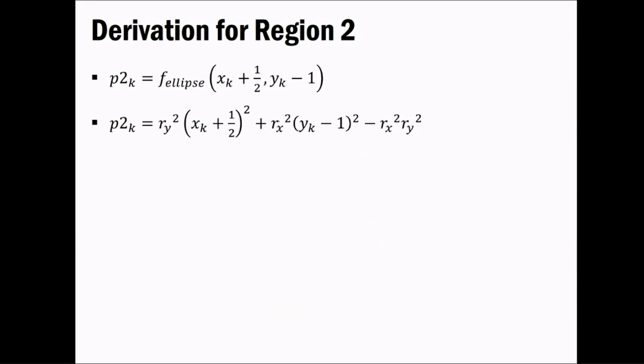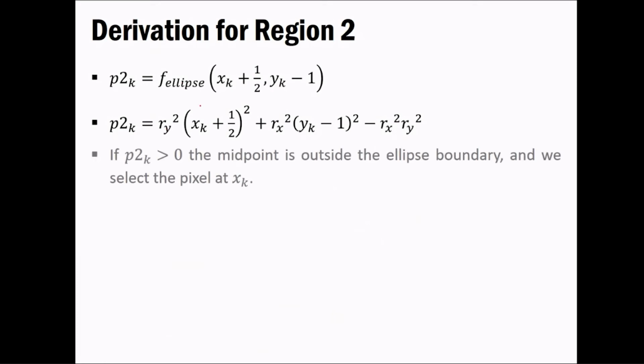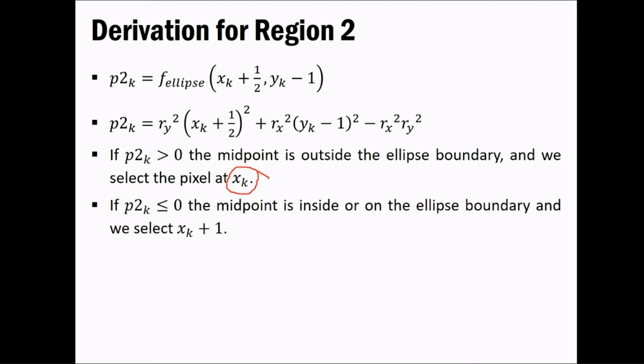If you put this into the function, then a similar thing needs to be followed in region 2 as well. Based on this condition, if p2k is greater than 0, the midpoint is outside the ellipse boundary and we select the pixel at xk. Simply, you are selecting the pixel xk. But if it is less than or equal to 0, then the midpoint is inside or on the ellipse boundary and we have to select xk plus 1.